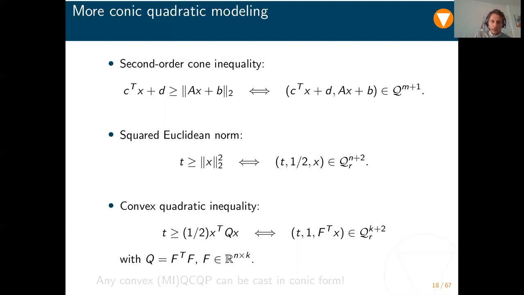There are, in theory but also in practice, many ways to find such a factorization. I don't do the math here, but you just have to trust me on this: if I plug this into the definition of a rotated quadratic cone, and F is such that its product with its transpose gives you Q, then you will recover exactly this convex quadratic inequality. As a consequence, in case you have never seen this before, any convex mixed integer quadratically constrained quadratic program does have a reformulation which fits into the conic framework. It will then be what people sometimes call a mixed integer second order cone program, but you can also call it a mixed integer conic quadratic program, which is exactly the same thing.